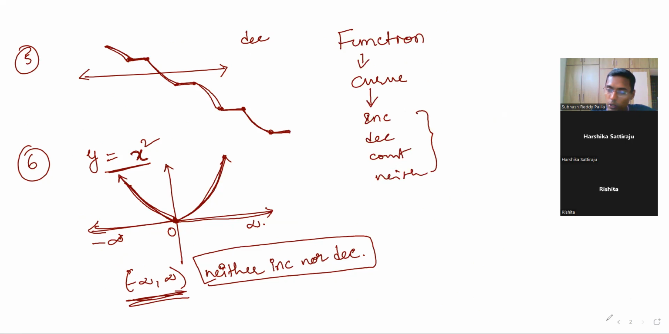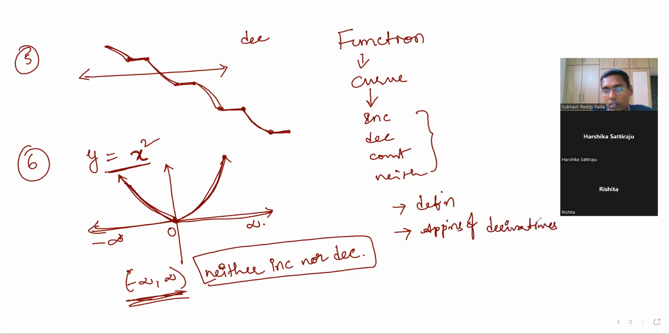Now, how do we decide whether it is increasing or decreasing? What is the definition, number one, and what is the application? Applications of derivatives.